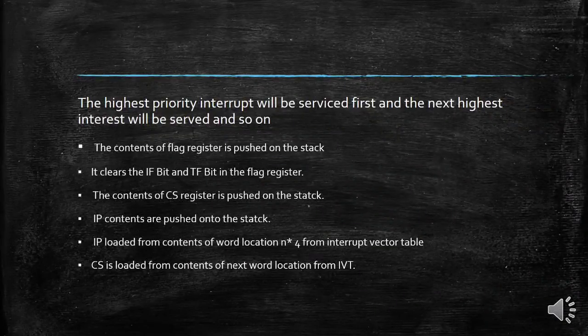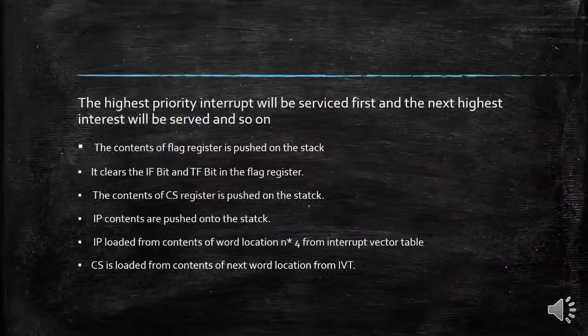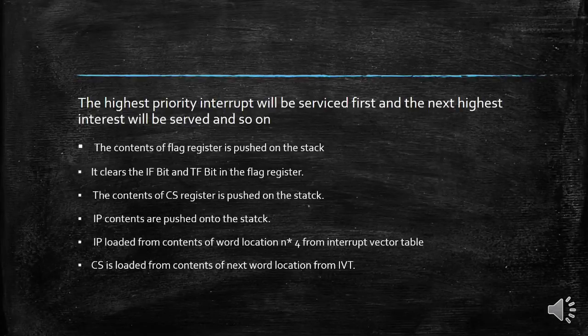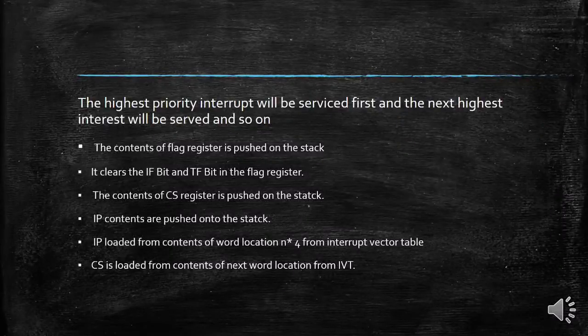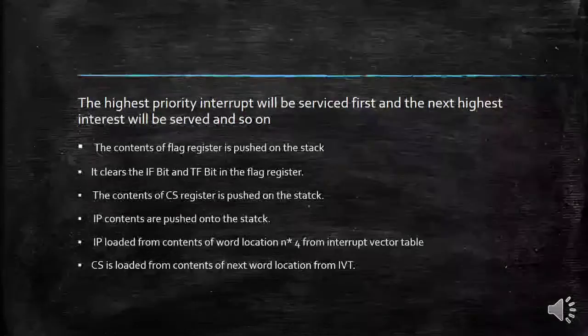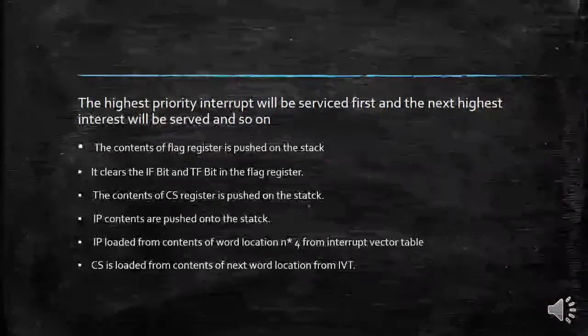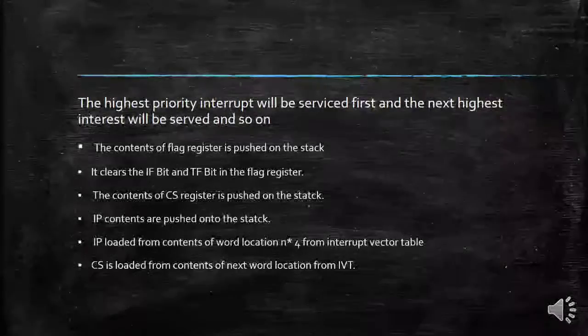The first 5 pointers are dedicated interrupt pointers. Type 0 interrupt represents the division by zero exception. Type 1 interrupt represents single-step execution during the debugging of a program. Type 2 interrupt represents the non-maskable NMI interrupt. Type 3 interrupt represents the breakpoint interrupt. Type 4 interrupt represents the overflow interrupt.